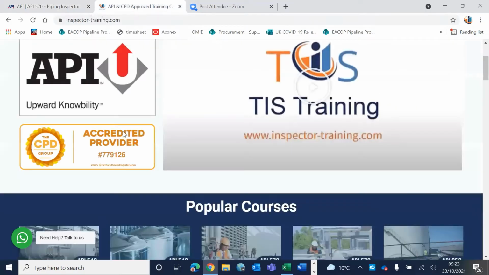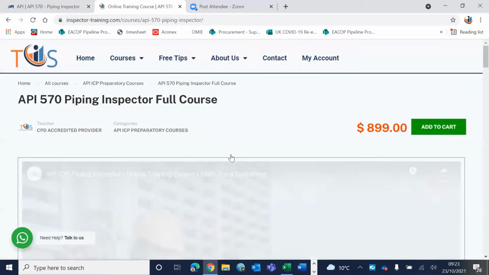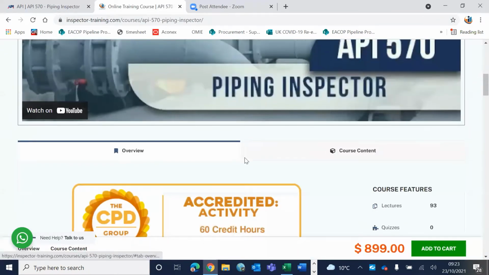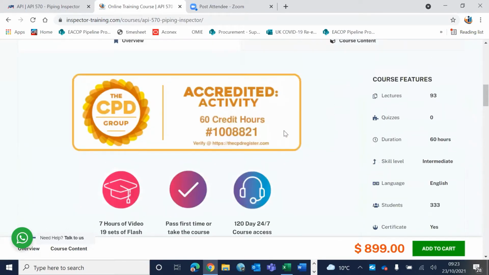So I'll go through our courses to show you. We got two types of courses. One is the mock exam package, which is a smaller one, only the highlight of important points, flashcards, and the mock exam practice questions, which is cheaper. Then we have the full course, which actually tells you about all the publication effectivity sheet and body of knowledge in sufficient detail. So this is 93 lectures, and you receive a 60 credit hours for CPD.